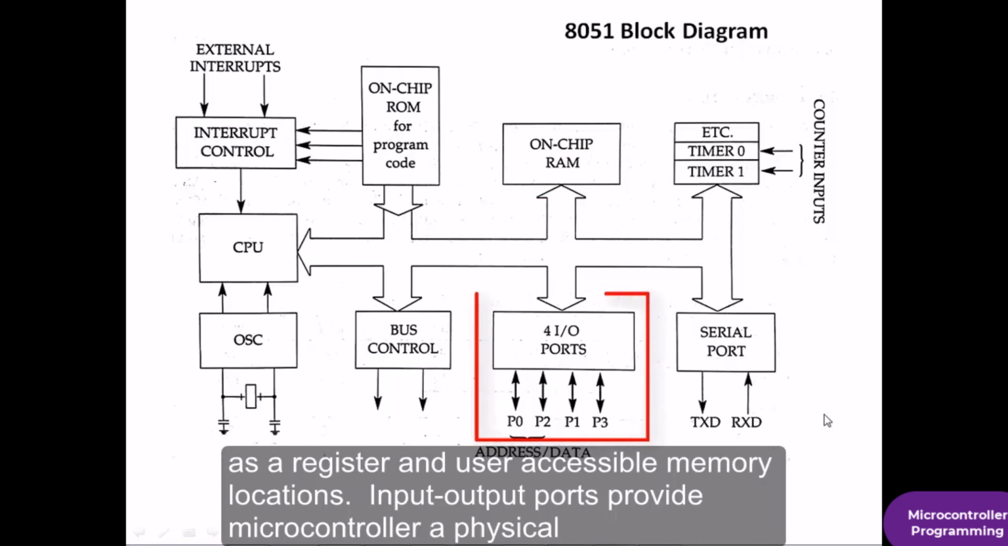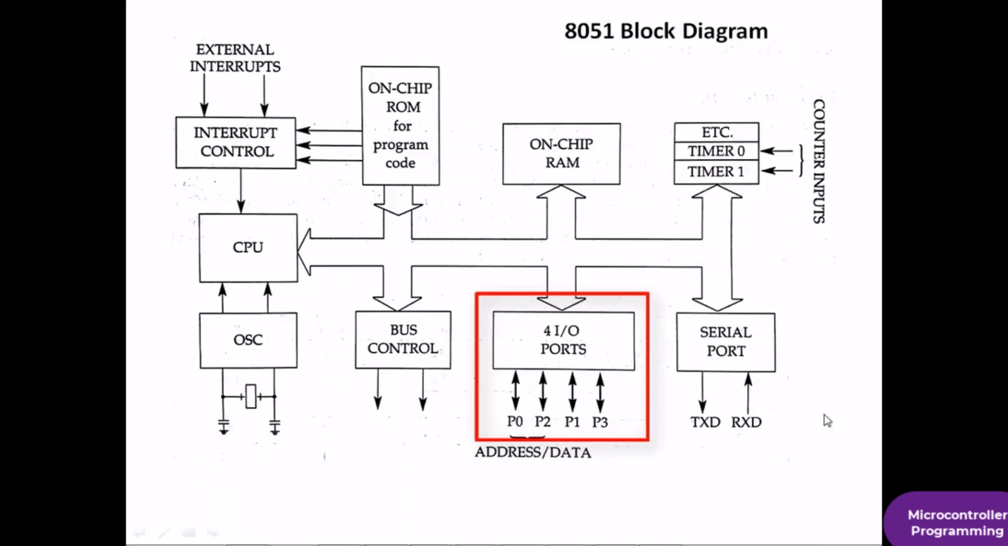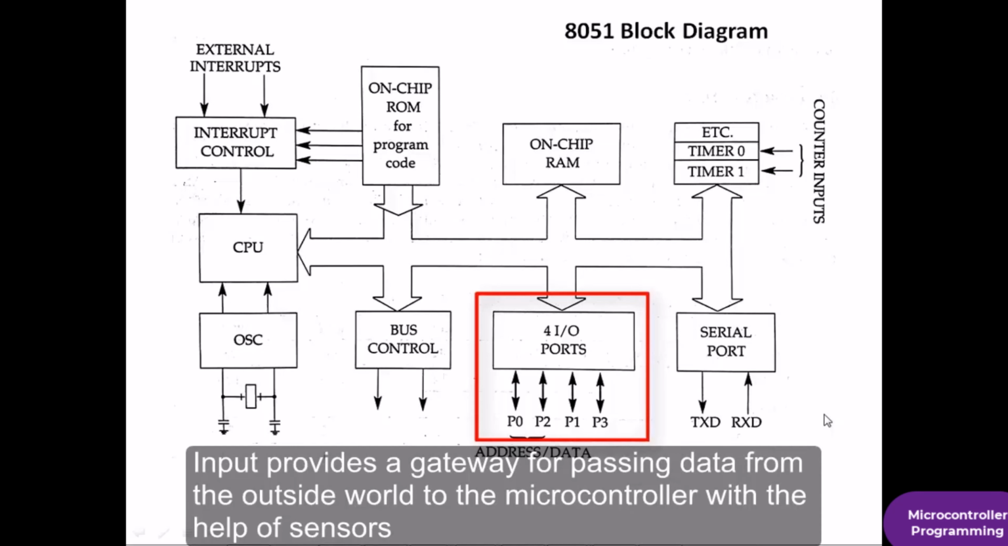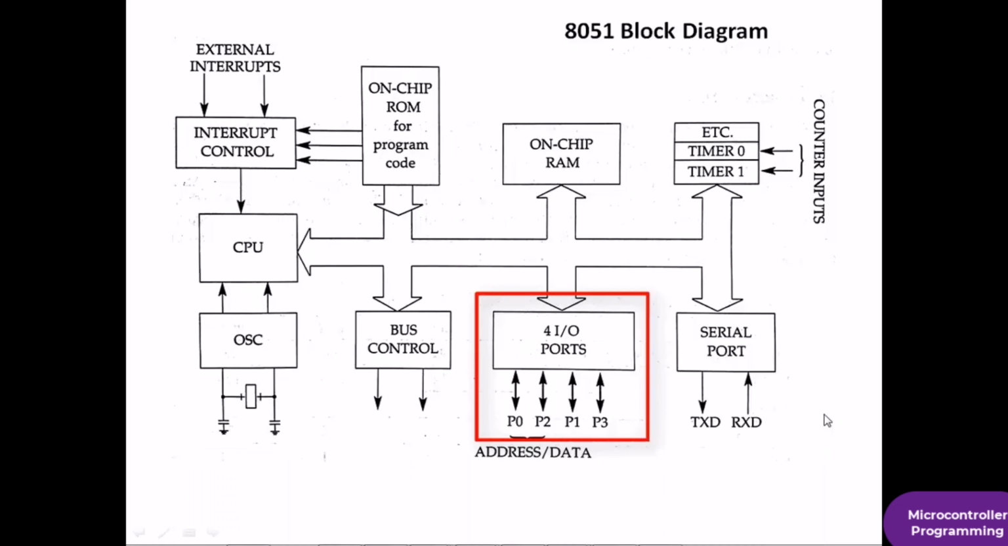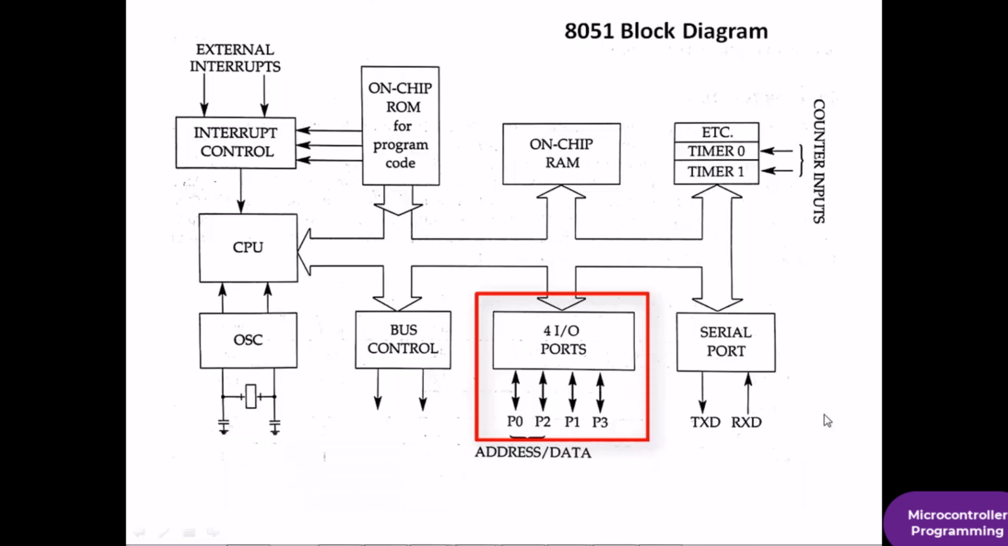I/O port, that is input-output port. I/O ports provide the microcontroller a physical connection with the outside world. These ports can be configured as an input port or output port. An input port provides a gateway for passing data from the outside world to the microcontroller with the help of sensors. And an output port allows the microcontroller to control external devices like motor, LED, etc.